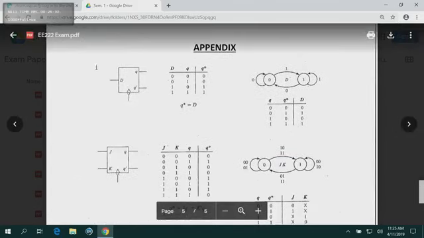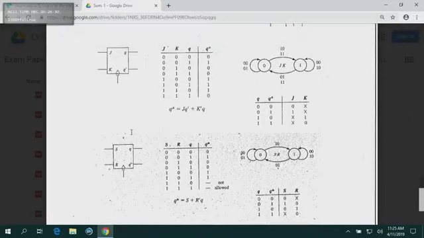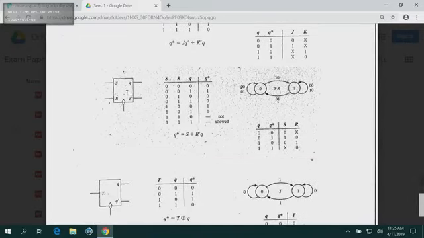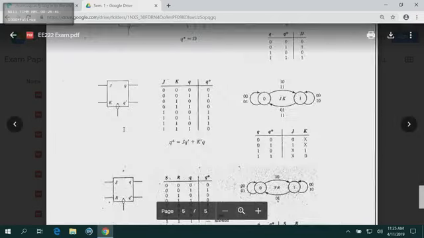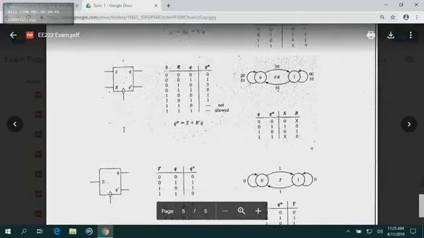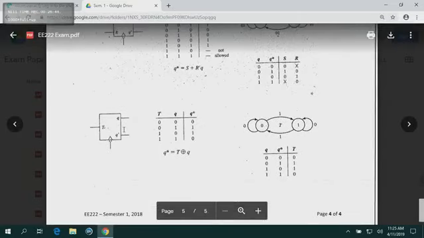There's something called the D flip-flop, which is the data flip-flop. The JK, I don't know why they named it JK. SR was set, reset. T is toggle. So these are the 4 flip-flops: D, JK, SR, and T.